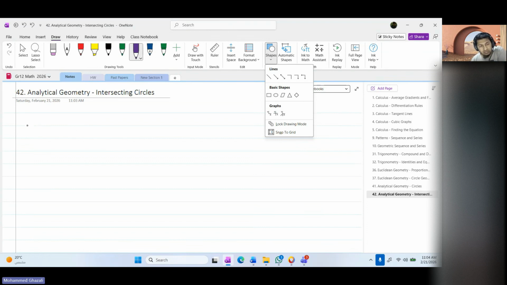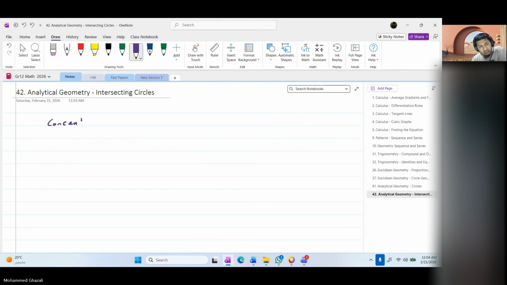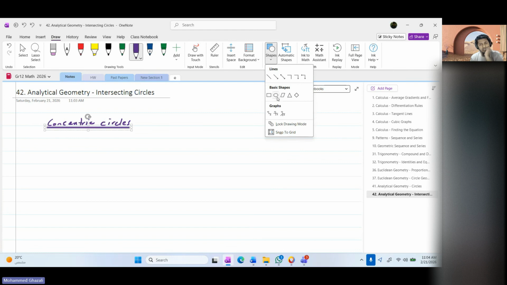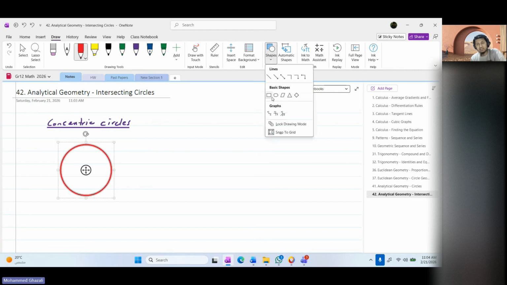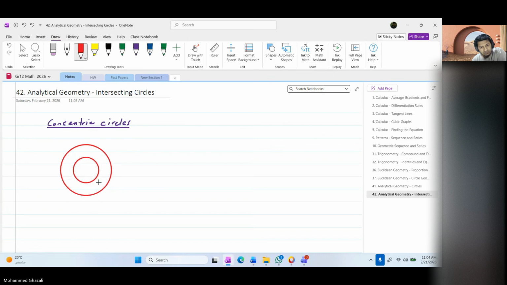So first we need to understand what is a concentric circle, right? What are concentric circles? Where one circle is basically inside another circle, but they share the same center. So circles that share the same center are called concentric. Example, like this, right? They share this exact same center. So concentric circles are circles that share the same center.